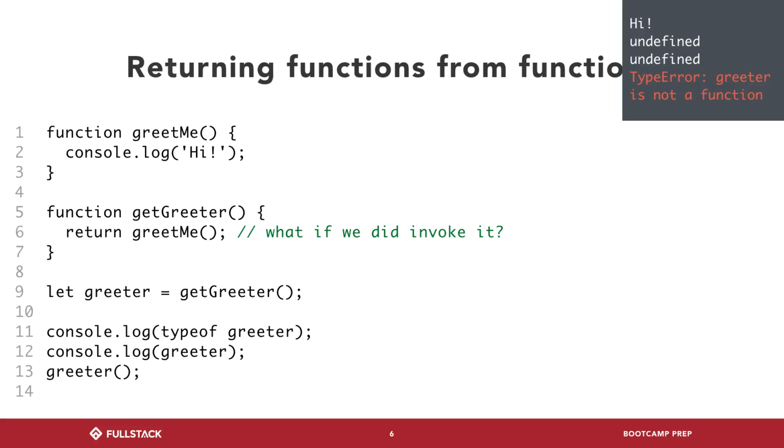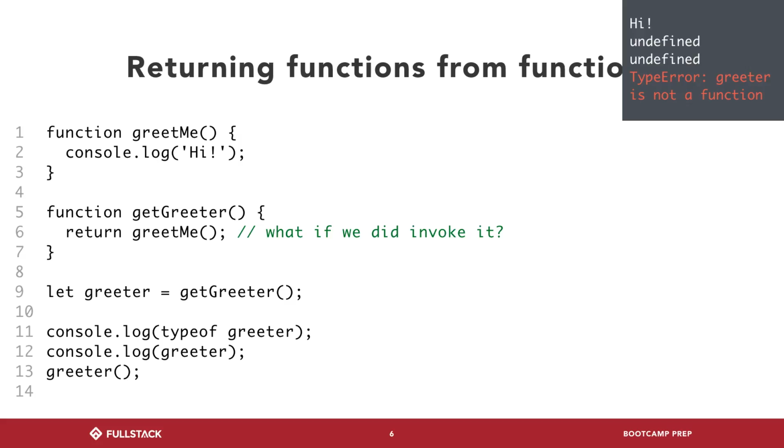And then on line 11, when we console log out typeof greeter, it is undefined. Greeter's type is itself because it's like its own data type, but undefined is its own data type. So that's why typeof undefined is undefined. We print out what it actually is, which is undefined.